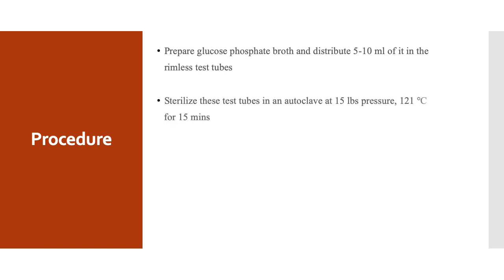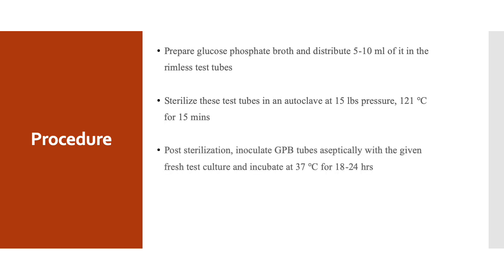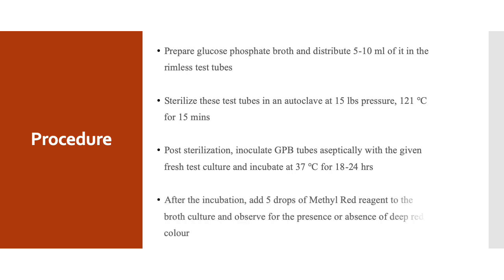Friends, now let us see the procedure. First, you prepare a glucose phosphate broth and distribute 5 to 10 ml of it in the rimless glass test tubes. Sterilize these test tubes in an autoclave at 15 pound pressure at 121 degrees Celsius temperature for 15 minutes. After the sterilization is over, inoculate the broth tubes aseptically with the given fresh test culture and incubate at 37 degrees Celsius for 18 to 24 hours. After the incubation, you add 5 drops of methyl red reagent to the broth culture and observe for the presence or absence of deep red color.